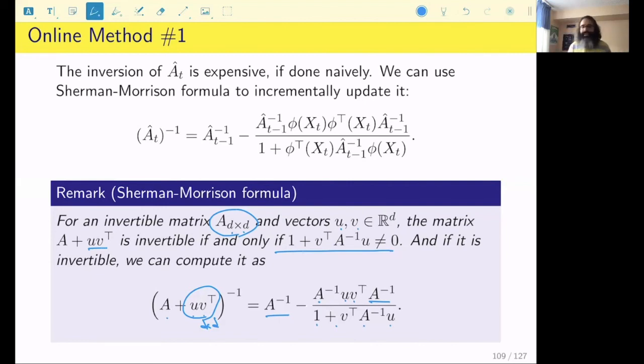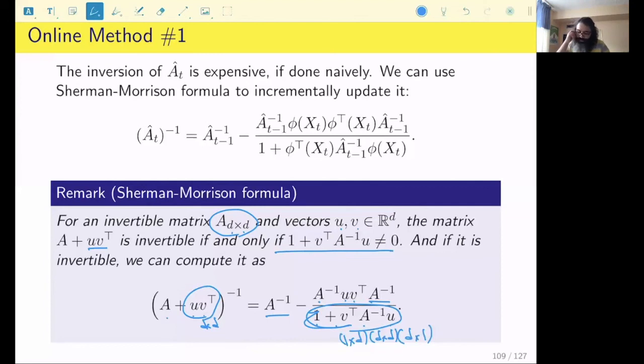If you check the dimensions, you see that the denominator is a scalar. It is 1 by d for v transpose, then d by d, and then d by 1, so it would be a 1 by 1 matrix.